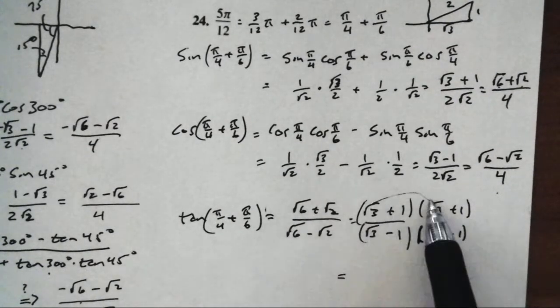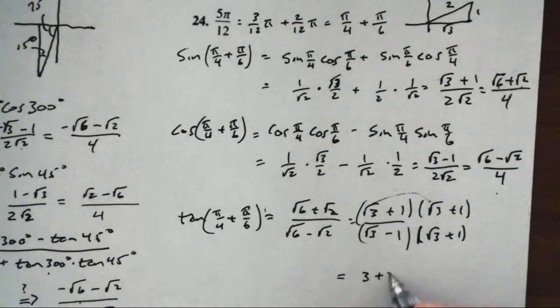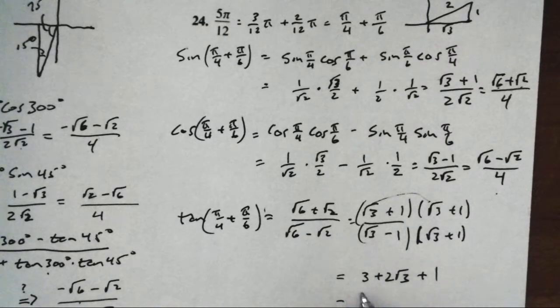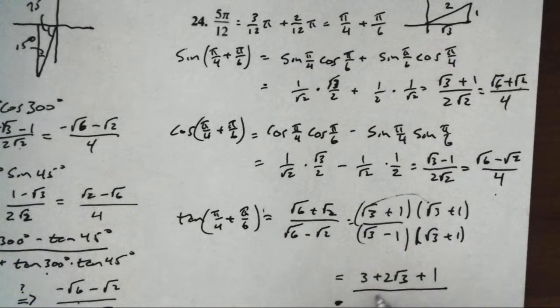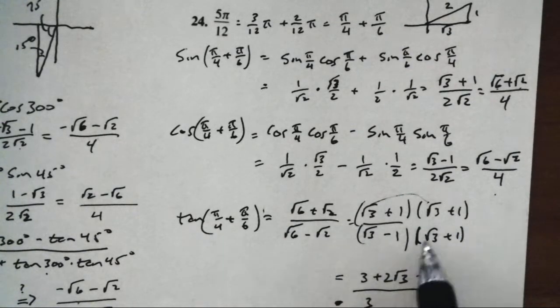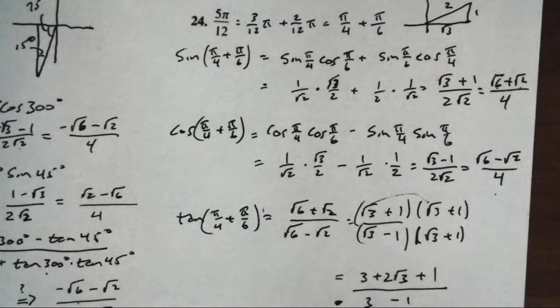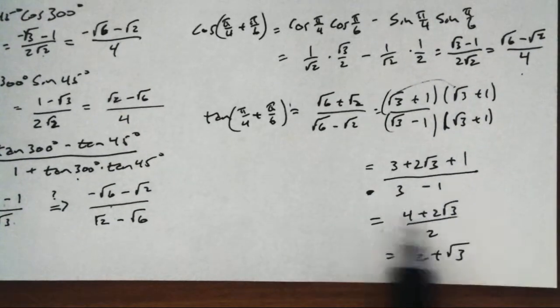and we get, let's see, I'm going to get a 3. I'm going to get a square root of 3 and another square root of 3. I'm going to get a 1. In the denominator, good things happen. I get square root of 3 times square root of 3, 3. I get a plus root 3, but a minus root 3 and a minus 1. So we end up with 4 plus 2 square root of 3 all over 2, or 2 plus square root of 3.